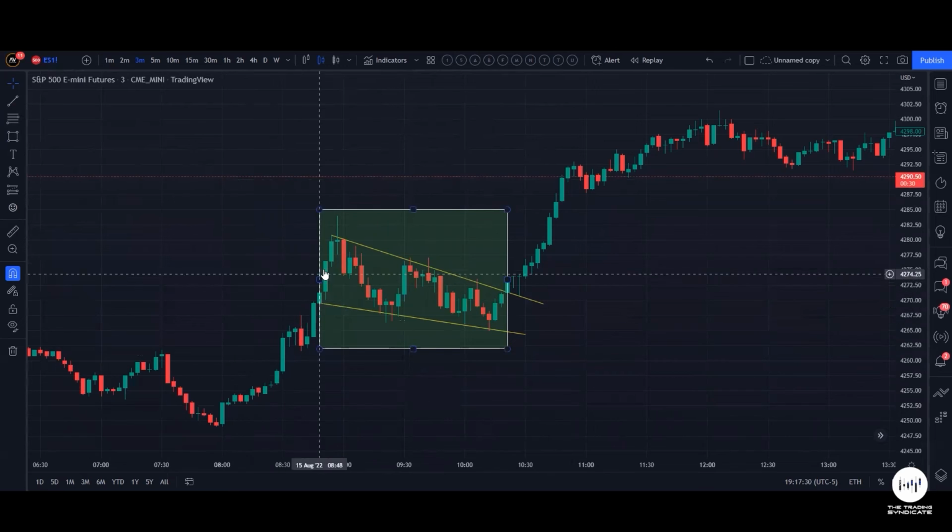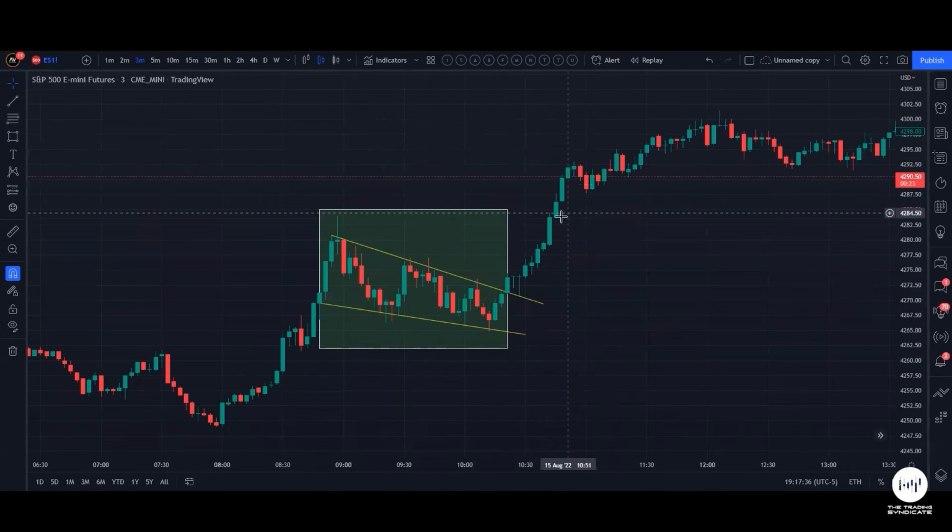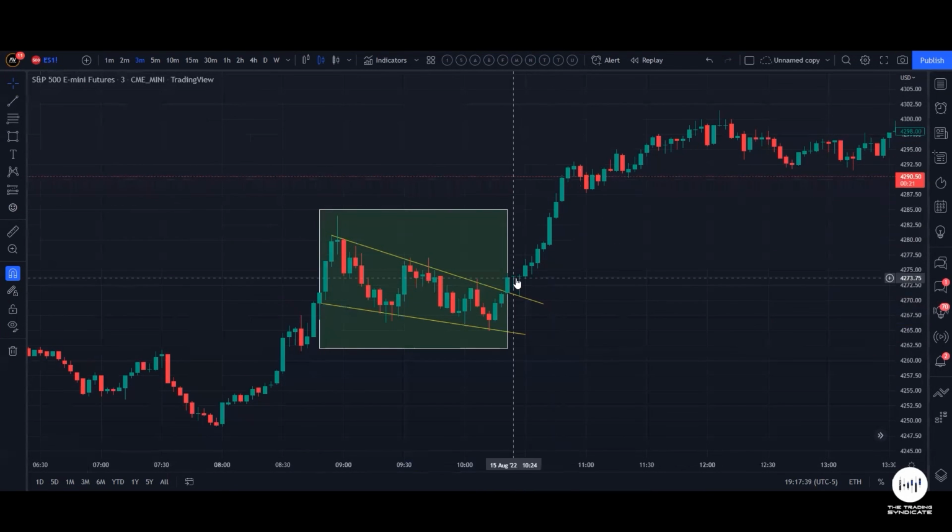Notice we have the flagpole here, and this would act as the flag. And this is, of course, going to be a continuation pattern where you're looking to make a move to the upside like that is shown.